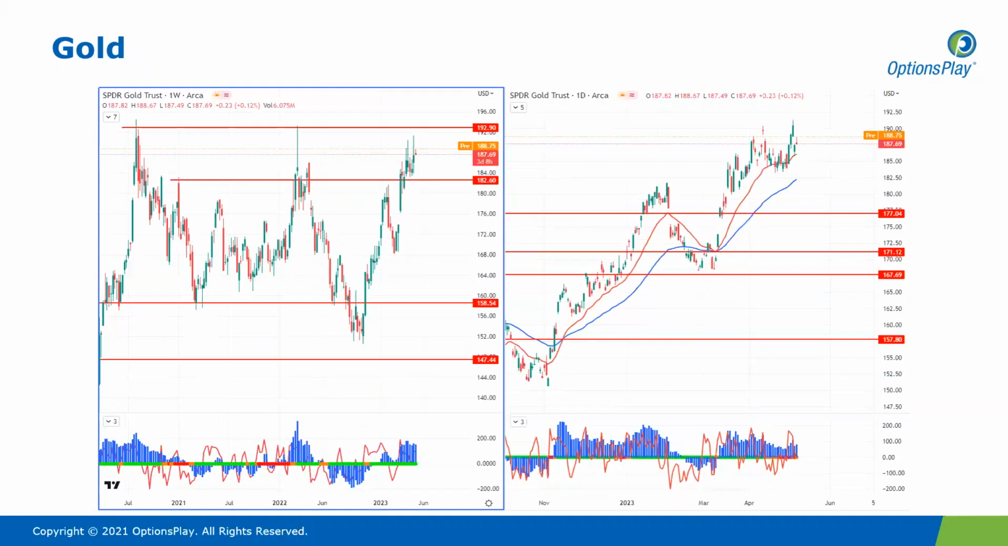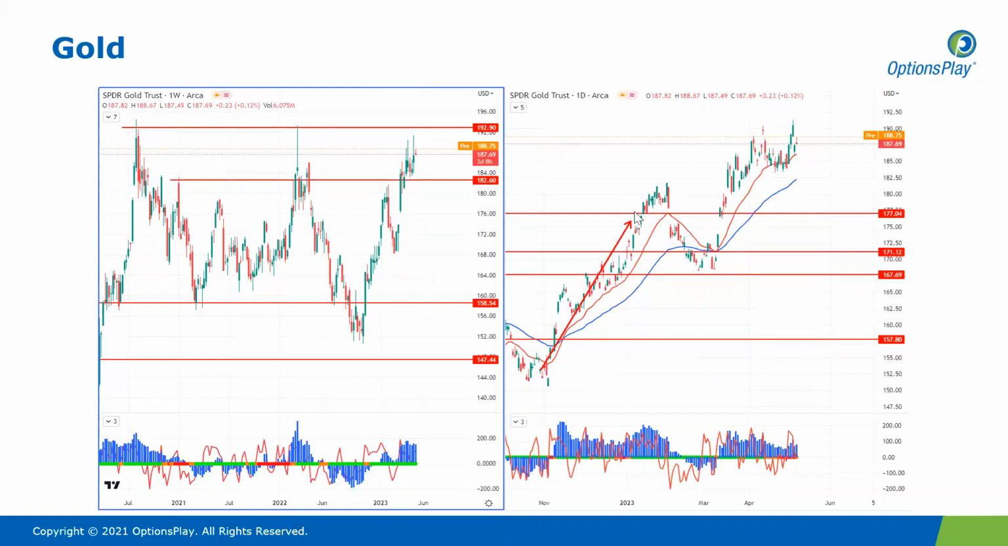Moving on to gold, and we have very interesting price action here. So for those of you that have followed me for the last few months, I have said 192 is my key upside target. I said that as early as December last year. And price has been on a very strong uptrend since then.